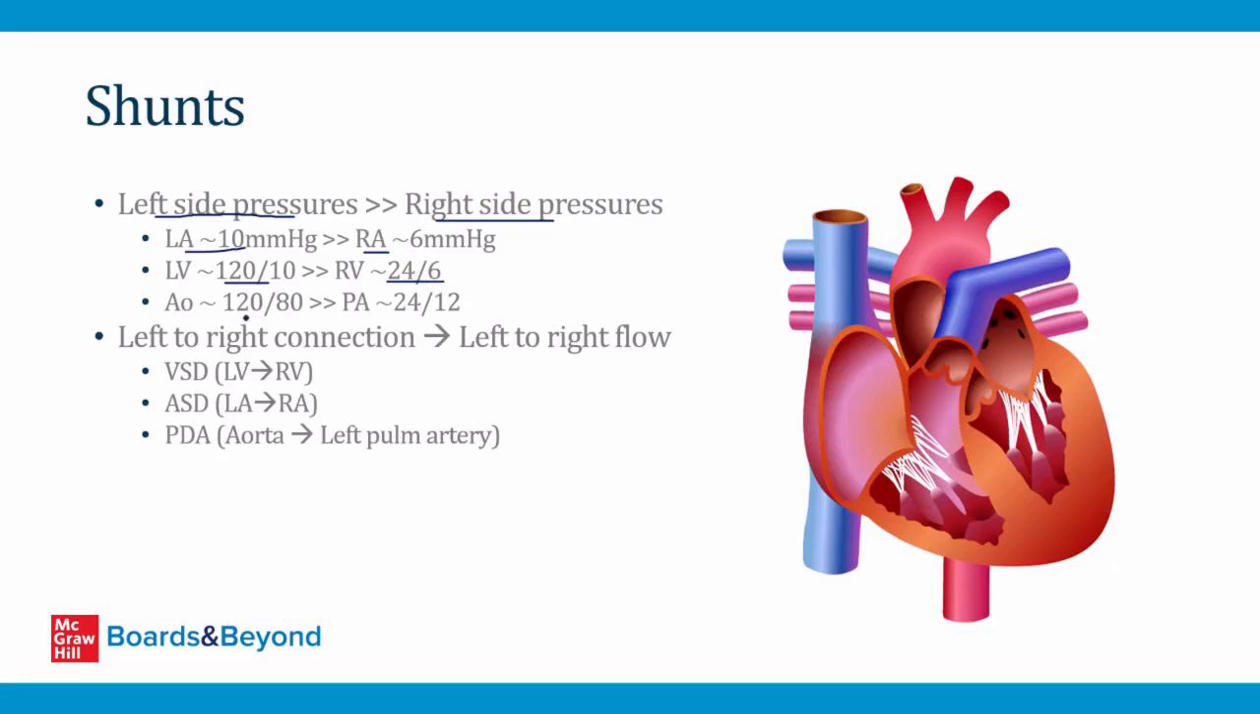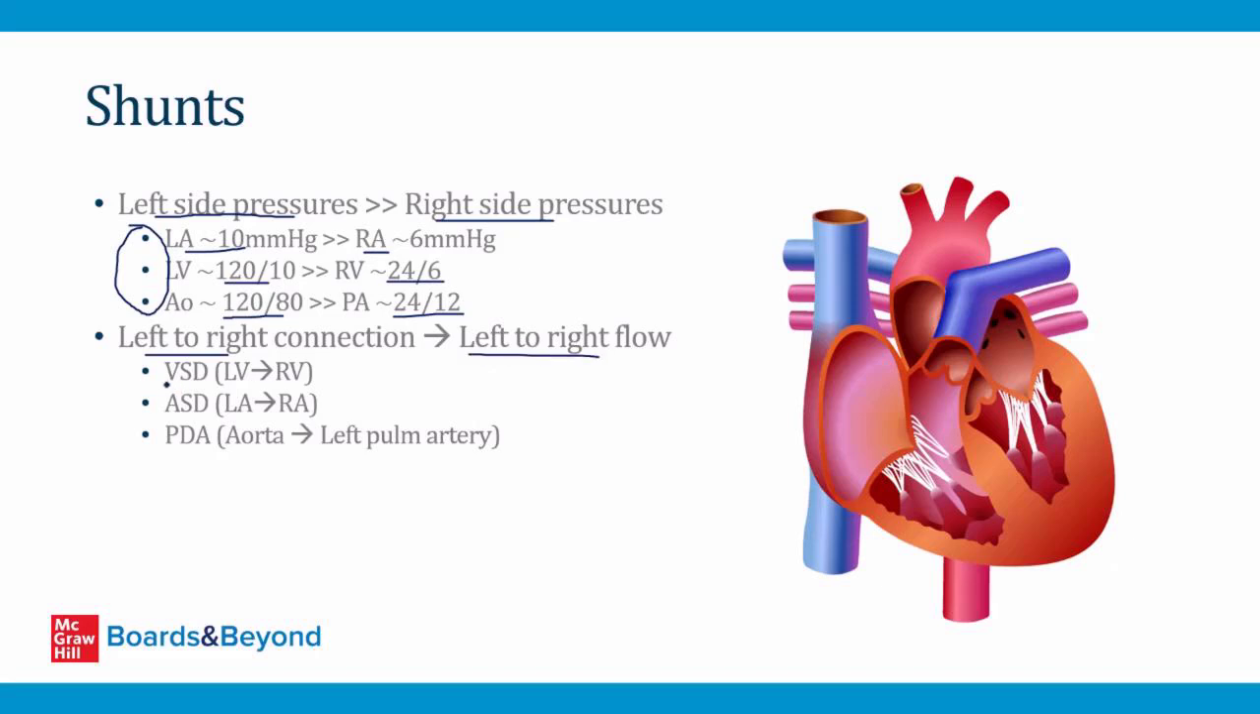And the pressure in the aorta, as you may know if you've ever measured a blood pressure, normal is about 120/80 compared to a normal pulmonary artery pressure of about 24/12. So I don't think you need to memorize all these numbers, but you do need to appreciate that because the left-sided pressures are generally higher than the right-sided pressures, when there's a left-to-right connection, there should be left-to-right flow.